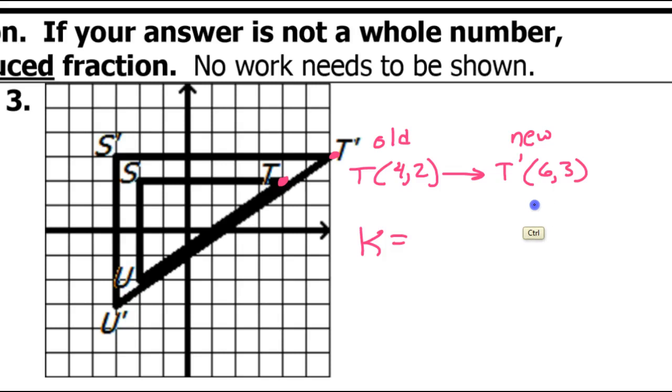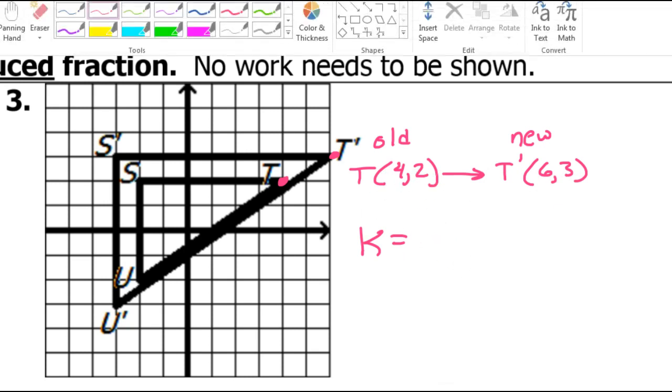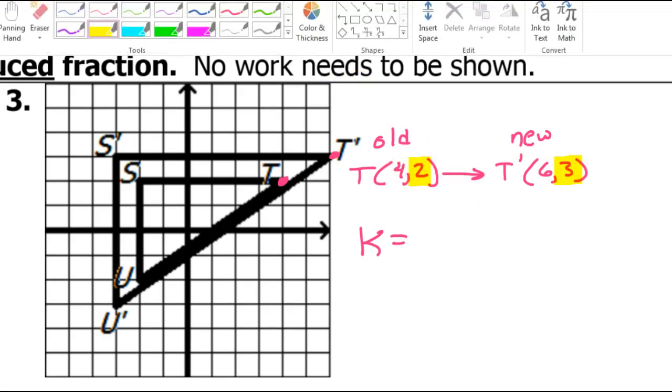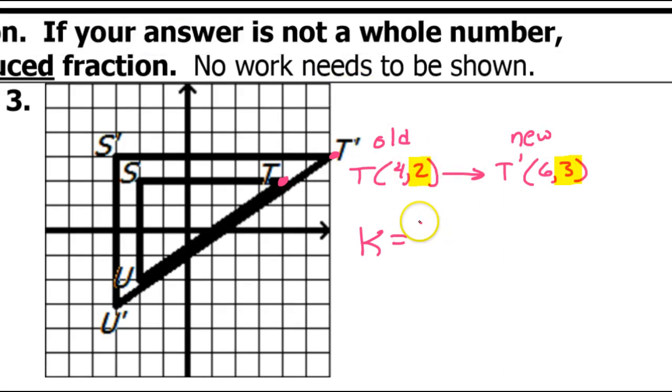It shouldn't matter whether I pick the x's or the y's. If I pick the x's, it would be 6 over 4. If I pick the y's, it would be 3 over 2. I like the y's just because the numbers are smaller. All right, I've got 3 over 2. So that gives me a scale factor of 3 over 2. So that is the answer. That is the scale factor.